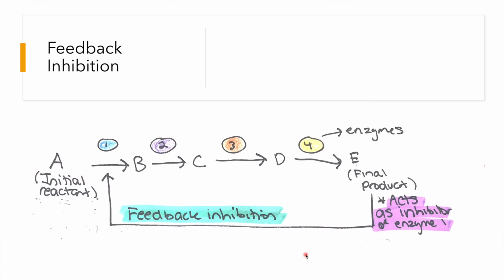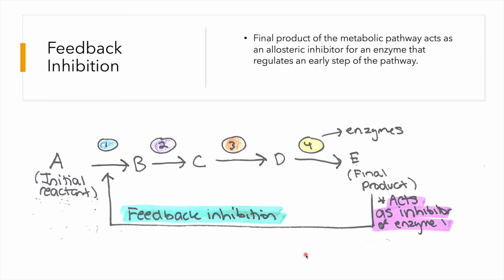Feedback inhibition is very common. It occurs when the final product of the metabolic pathway acts as an allosteric inhibitor for an enzyme that regulates an early step of the pathway. This allows the cell to preserve resources.